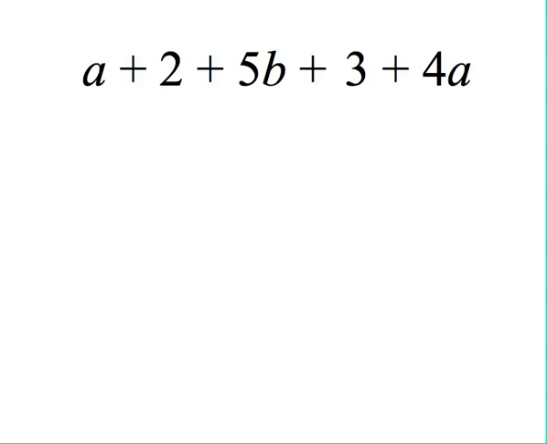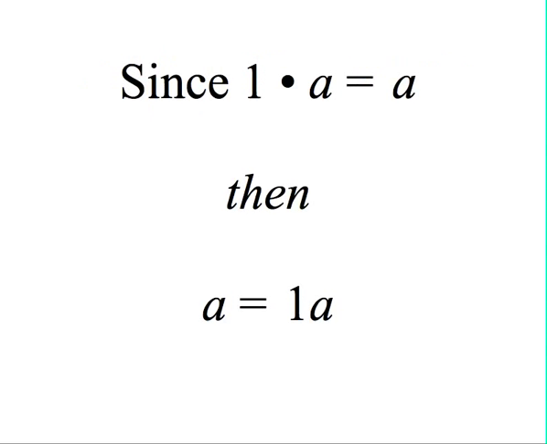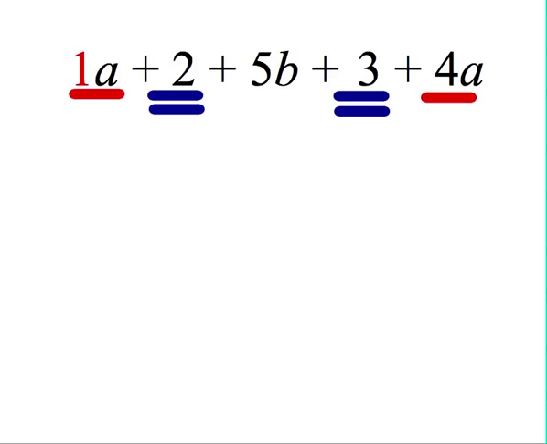Here's another problem, and what's different about this problem is the a all by itself with no coefficient. But first we mark the like terms, and we see that we have an a and a 4a and a 2 and a 3, and the 5b doesn't have anything to combine with. But then we remember that since 1 times a is a, then a is equal to 1a. So to help us remember, we put a red 1 next to the a.